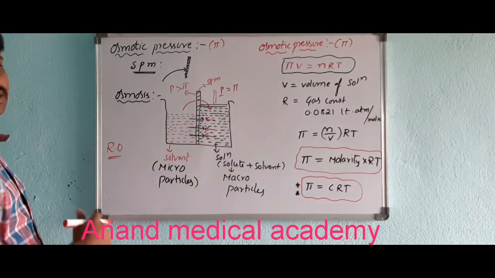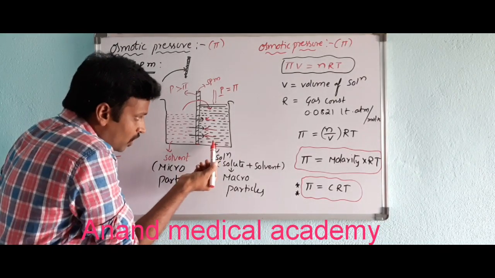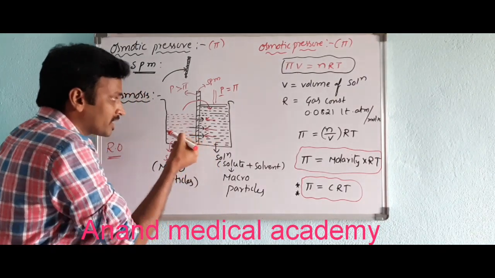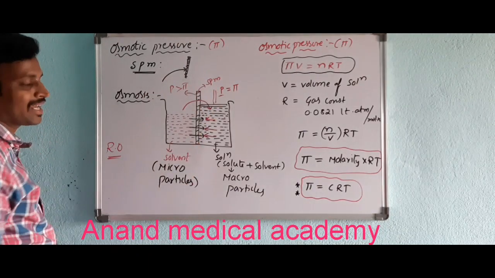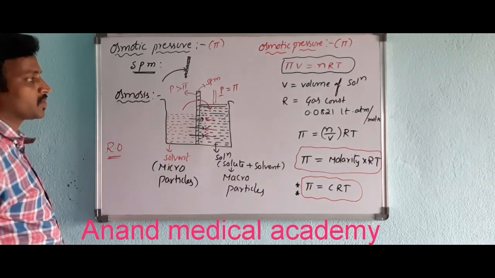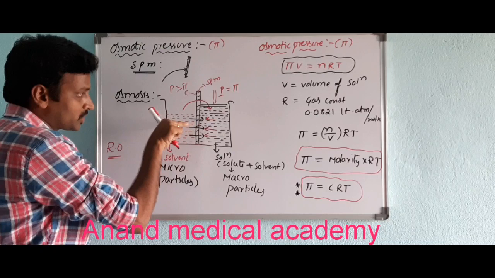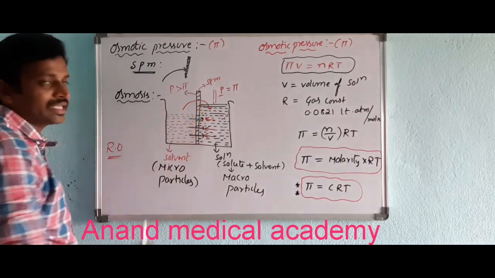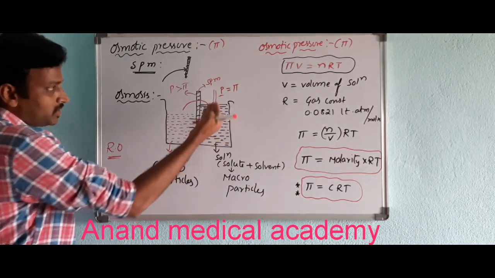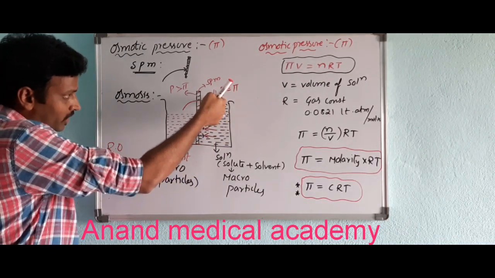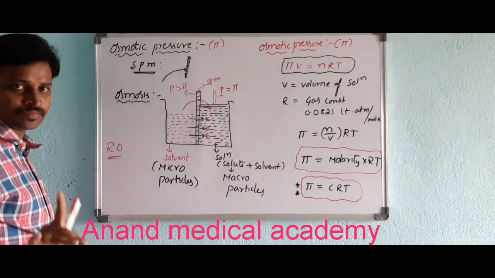Then reverse osmosis takes place. Reverse osmosis means the flow of solvent from high concentration to low concentration. This happens when the applied pressure is greater than the osmotic pressure. When we consider osmotic pressure, this pressure and the flow pressure are both equal. This flow pressure we can consider as osmotic pressure, because this is the pressure we are applying. The flow quantity and pressures are both the same.